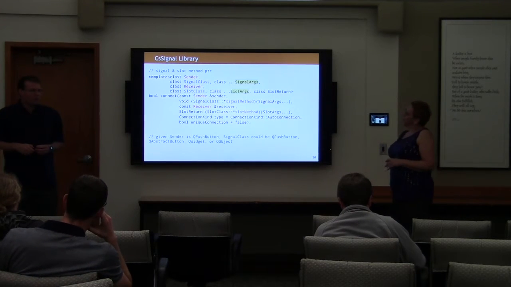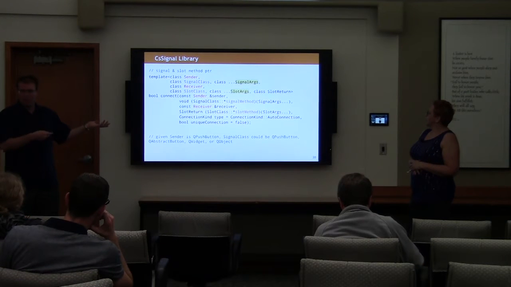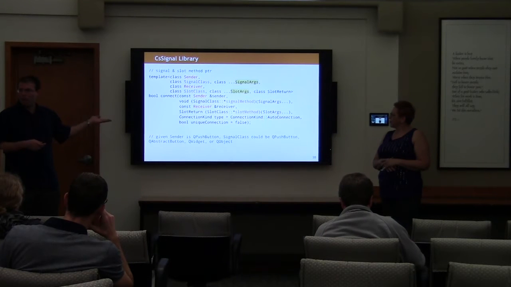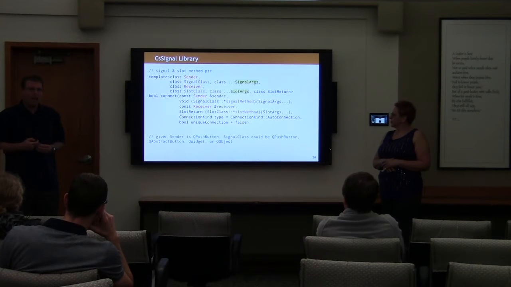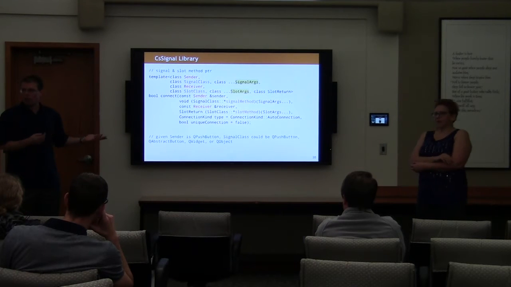So here is a declaration. This is the connect templated function. It's fairly straightforward. It merely takes those four arguments plus the optional fifth argument that states how you want the signal to be delivered. And there is an overloaded version that will accept lambdas. This is the version that assumes both the signal and the slot are methods.